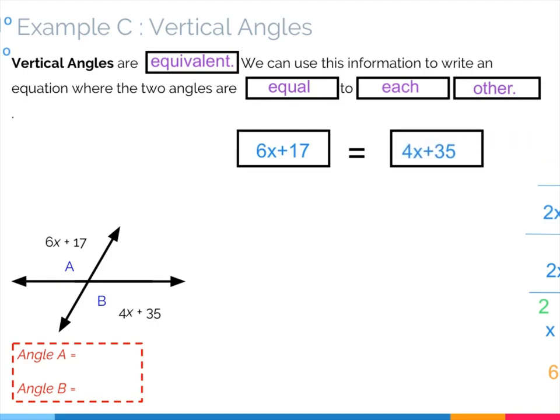Now we can't combine like terms because the x's are on opposite sides of the equation, so we're going to have to move one of those x's to the other side. So I'm going to subtract 4x from both sides. You could move the 6x. It doesn't matter. Both could be right.